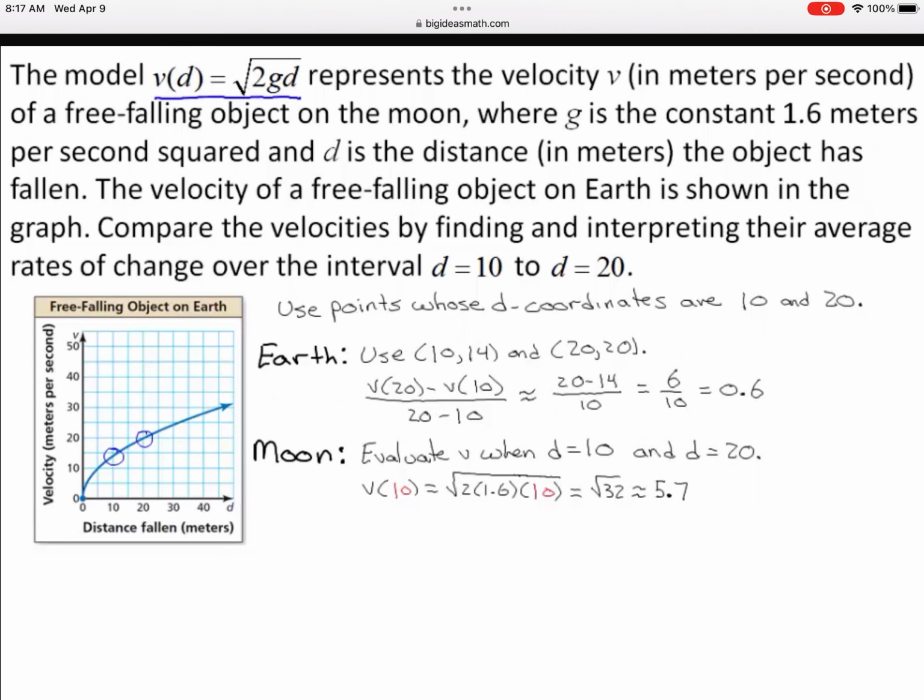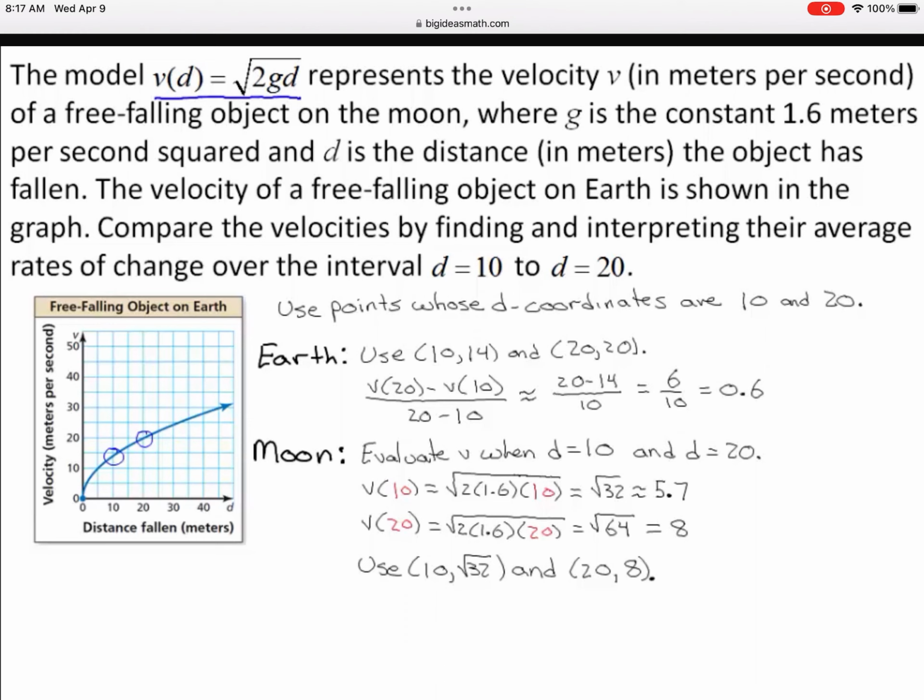Substituting 20 for d and 1.6 for g gives v of 20 equals the square root of the quantity 2 times 1.6 times 20, which equals the square root of 64, or 8. So use the points (10, square root of 32) and (20, 8).